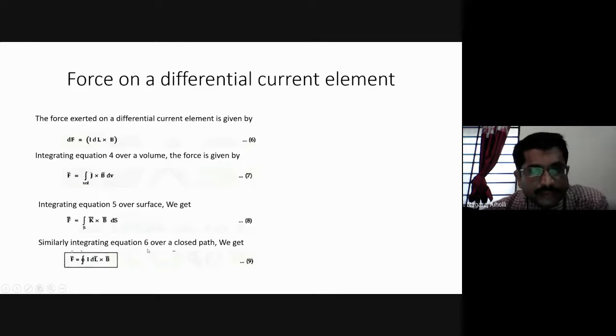Similarly, integrating equation 6 over a closed path. If we integrate this equation, that is dF is equal to I dl cross B bar, over a closed path. It's a closed path. So if it is a closed path, then the integration of dF bar will be the total force F. Then the closed integral, the line integral. Note that it is a line integral, not a closed surface integral. It's a closed line integral of I dl bar cross B bar. That is equation number 9.